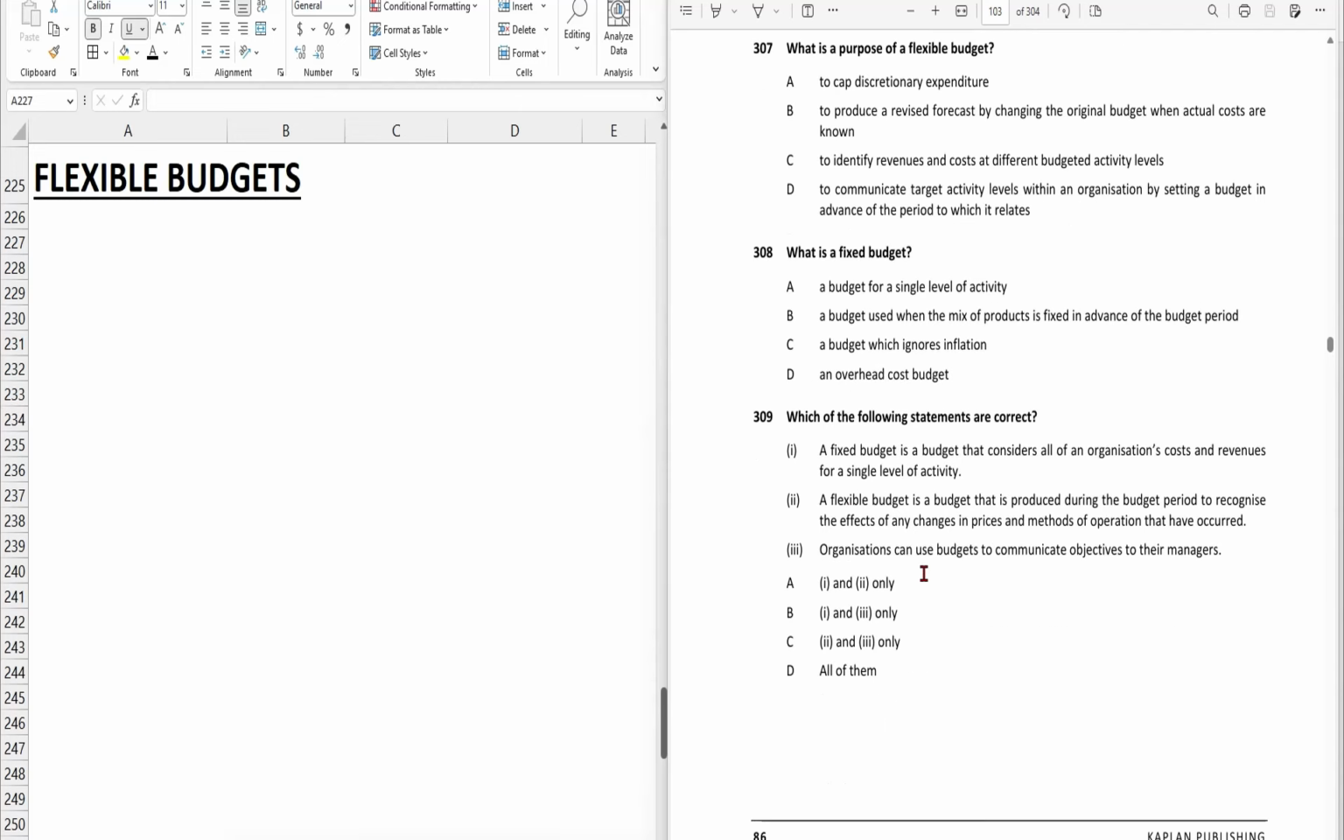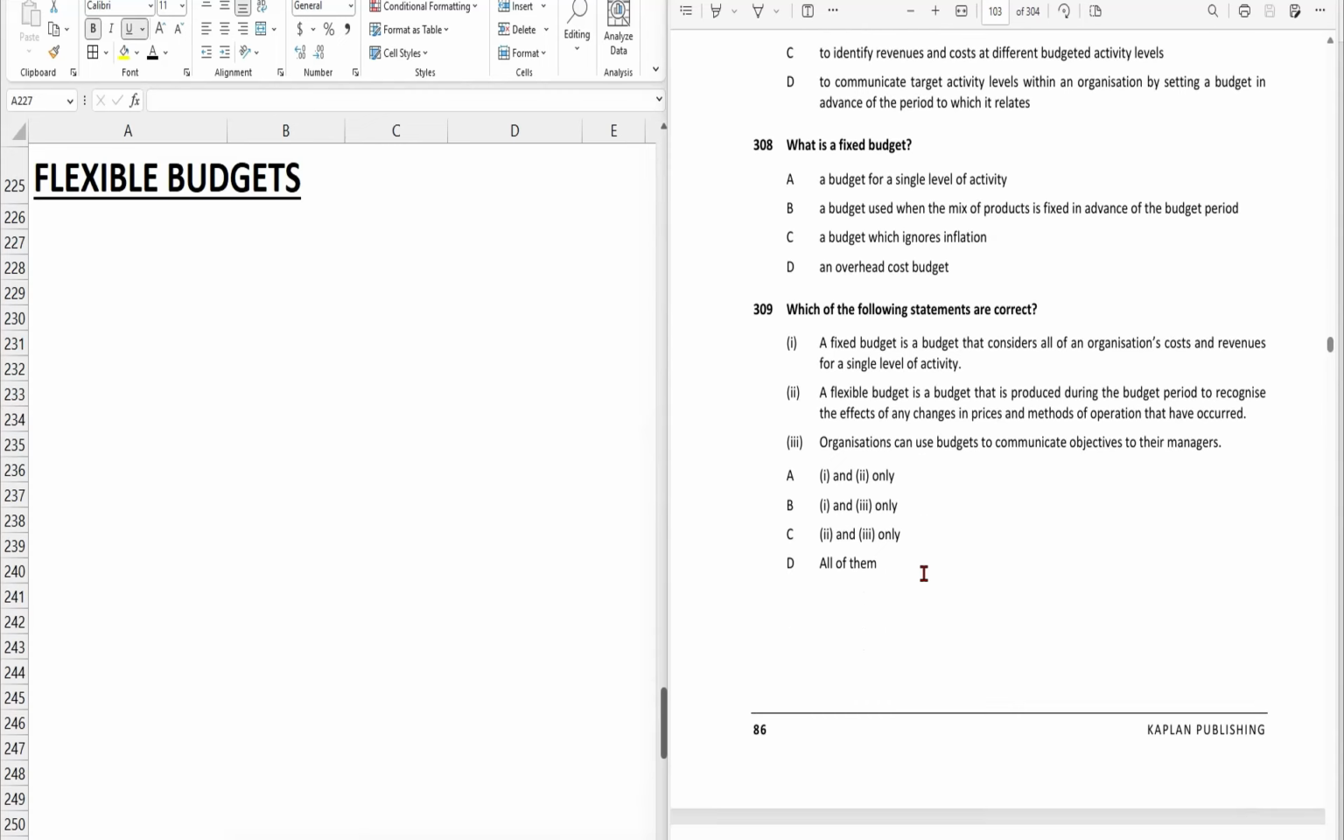Next we have D, an overhead cost budget. Overhead cost budget is just a part of the whole budget, right? Which includes your salaries, rent, right? But a fixed budget is the type of budget that will include all types of cost as well as revenue based on a single level of activity, not just overhead budgets. So overhead cost can be in your fixed budget as well as flexible budget or other types of budget, right? So that's why again this option is not correct.